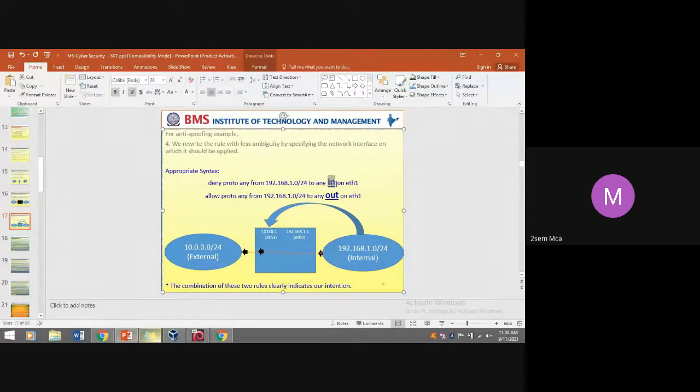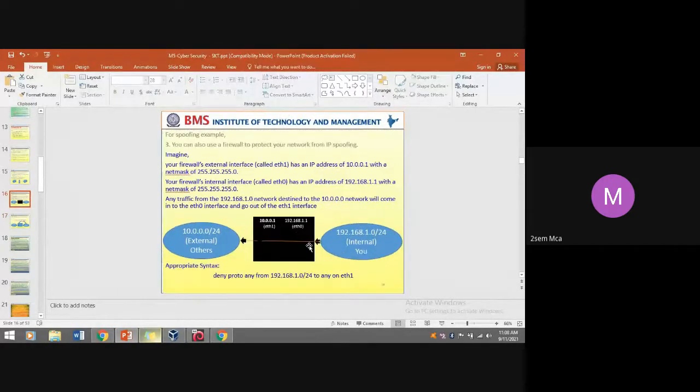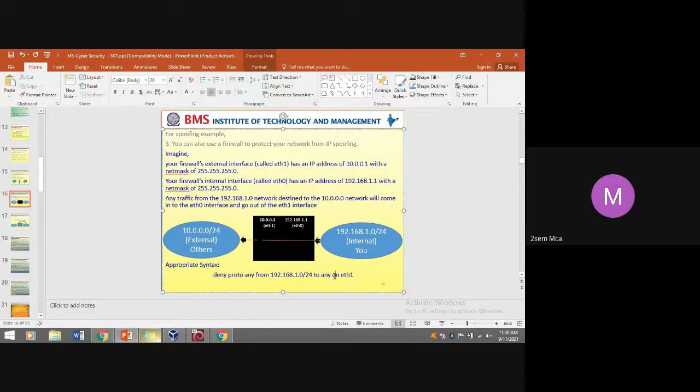Here, inbound traffic is used. So previously, what happened? There is no clarity here. Deny proto any from one to any on Ethernet 1. So sending packets to any means all the packets are blocked here. It just bypasses this one and sends packets out. There is no direction specified here, either in traffic or out traffic.